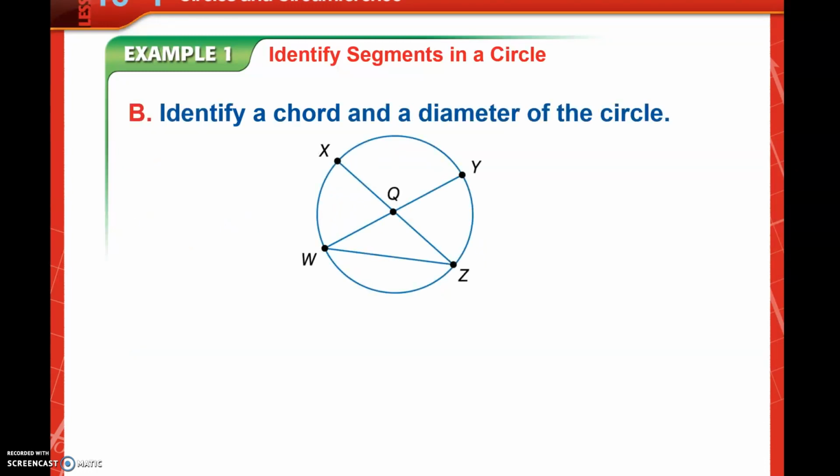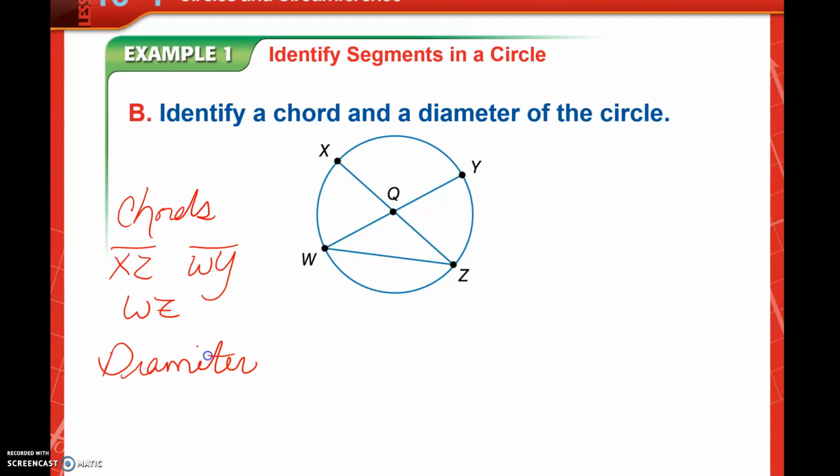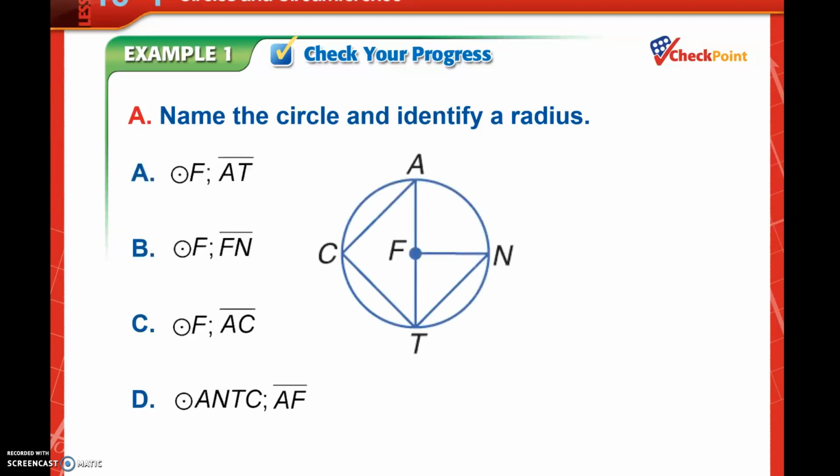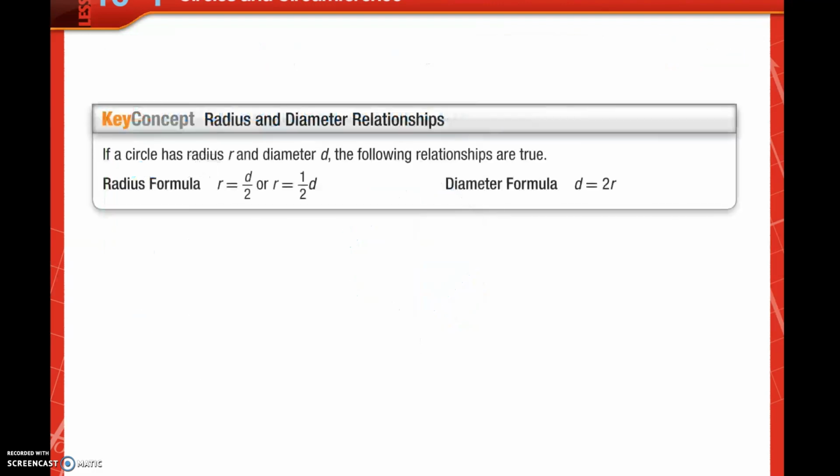So we're going to identify a chord and a diameter. So we have a few chords. Some chords that we have are XZ, WY, WZ. But a chord that is also the diameter would only be XZ or WY. All right, so we gave some examples of these. I'm going to go ahead and go to the next part.